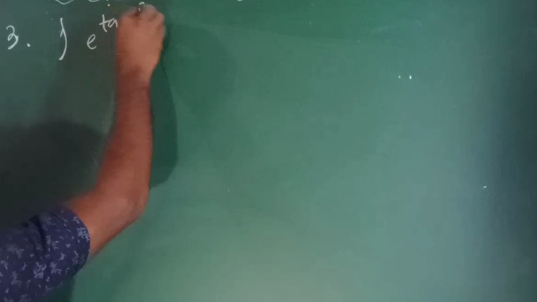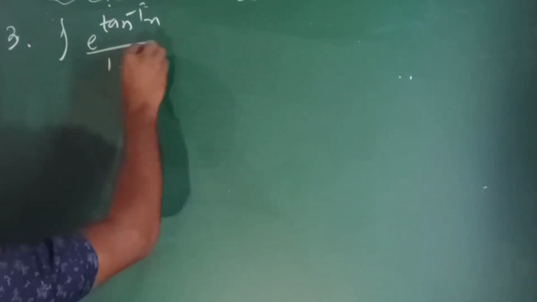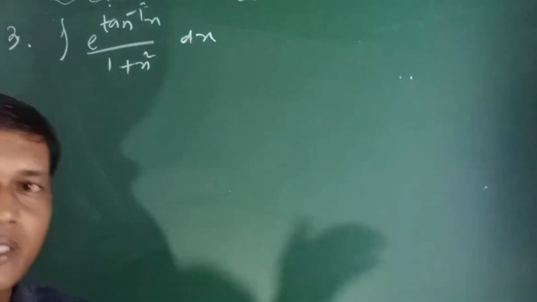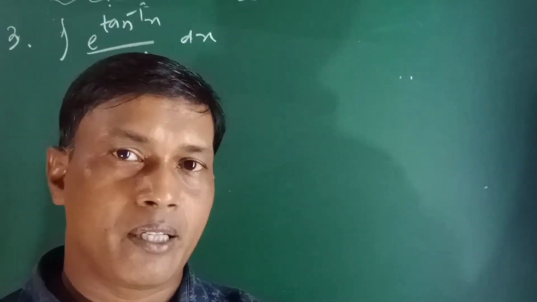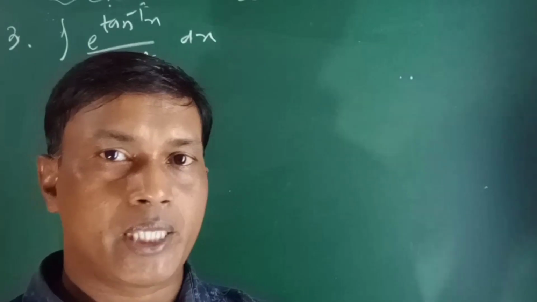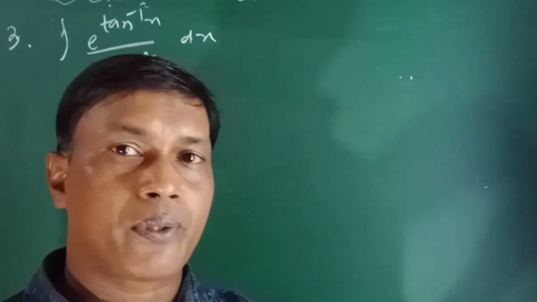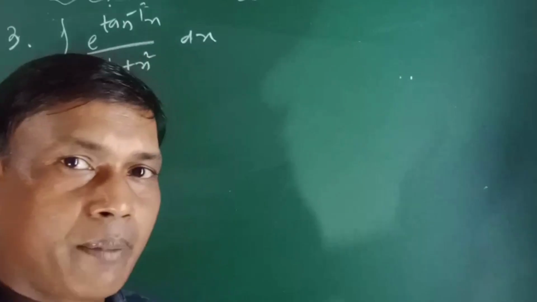Third question is integration of e to the power tan inverse x by 1 plus x square dx. So this is in the form of e to the power x, but here x is replaced by tan inverse x. We can substitute tan inverse x, but if you want to substitute tan inverse x, then the derivative of tan inverse x must be given. But the derivative of tan inverse x, 1 by 1 plus x square, is given here.